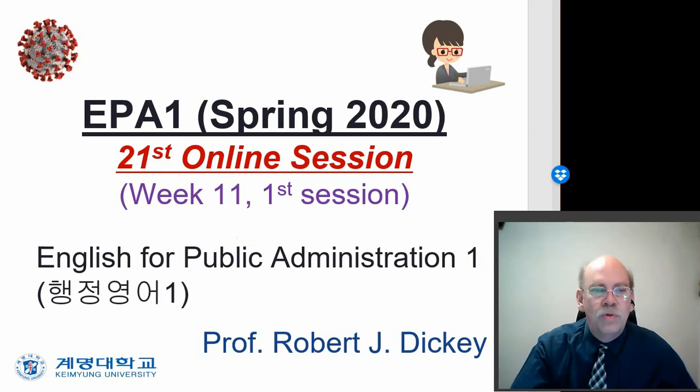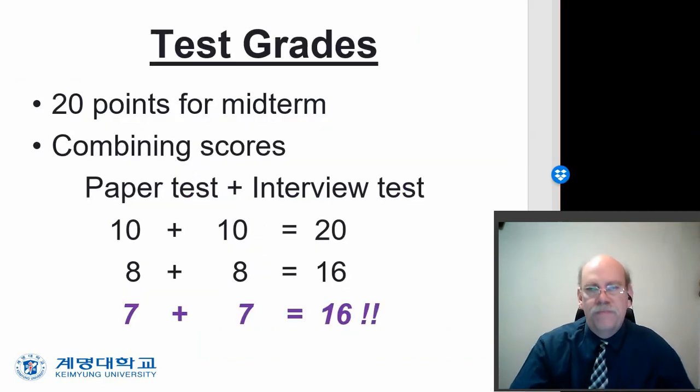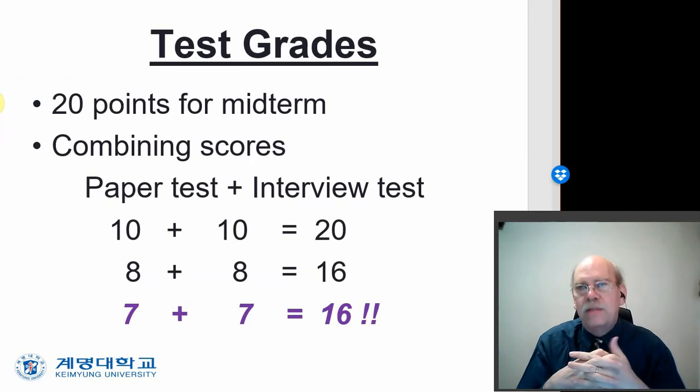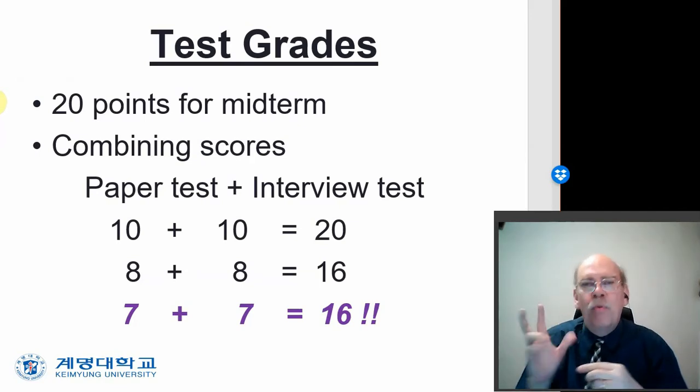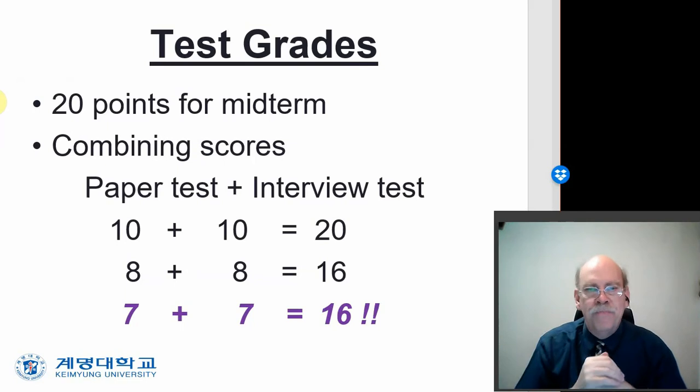Then we have to convert those scores. Now remember, your midterm is 20 points total. That's 10 points for the listening test, the paper you gave me, and 10 points for the one-to-one interview. As I showed you last time, you got a raw score, just counting the points. And that raw score is what I show on the message that I sent you through the CTL. Then you must convert the raw score into your points.